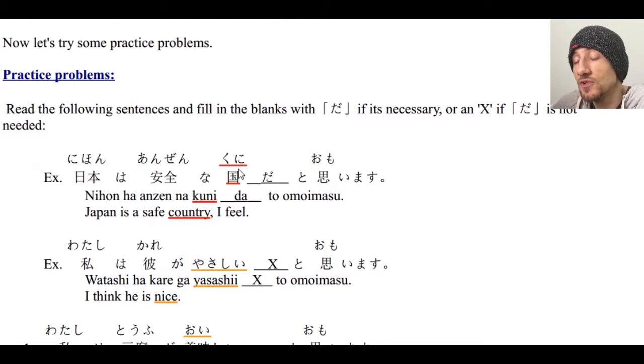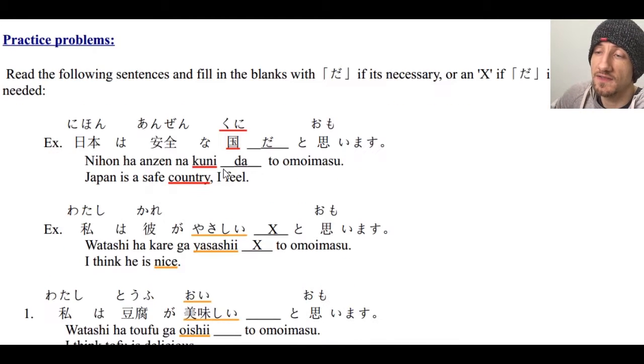All right, so now we're just going to look at some practice problems. These problems, I think, are a little easy, but they'll really test your understanding of the difference between an e adjective, a noun, a na adjective, and a verb. Basically, we're going to fill in the blanks of the example sentences with da, if it's necessary, or an X, if we don't need da.